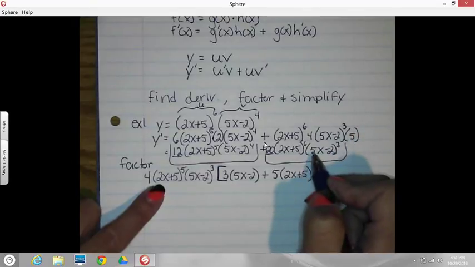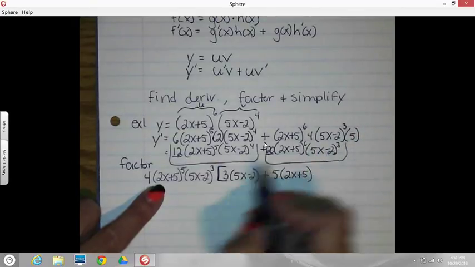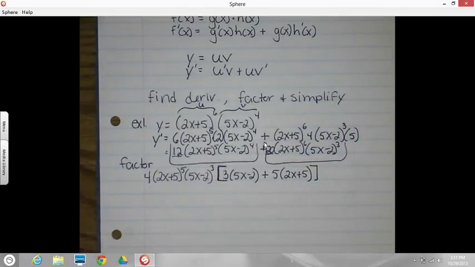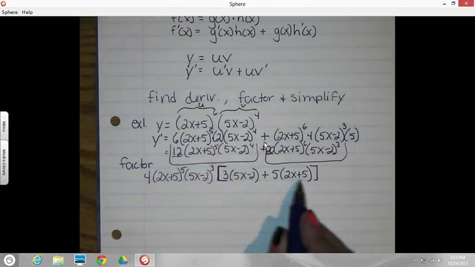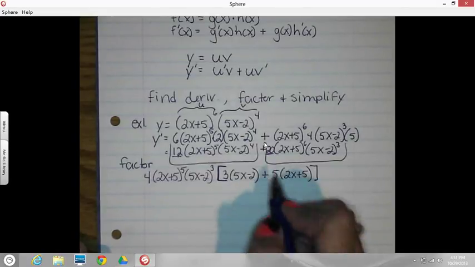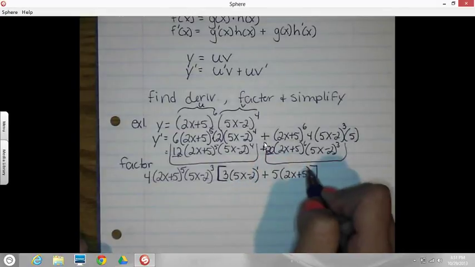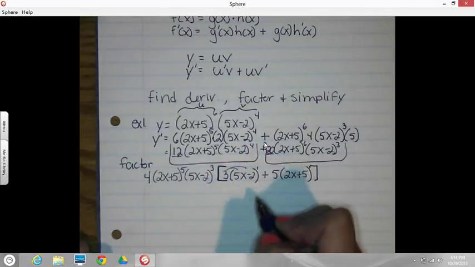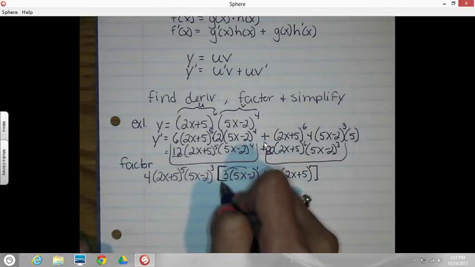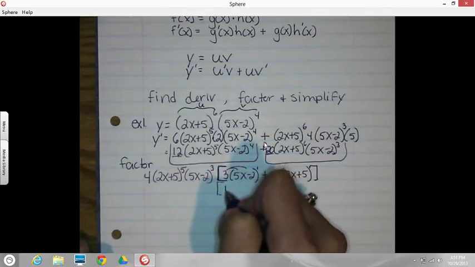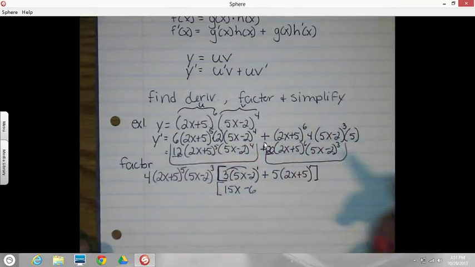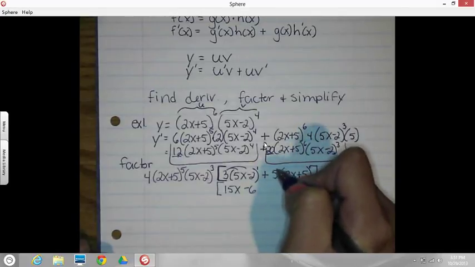I had 3 of these 5x minus 2s, but I took out all 3 of them, so there's none of them left. So there's the factoring. And now the simplifying gets done in here with these baskets. We combine the baskets together. If you notice, the exponents on the parentheses are 1, which allows me to distribute here. So I'll have a 15x minus 6. Parentheses are gone. Distributing a positive 5.